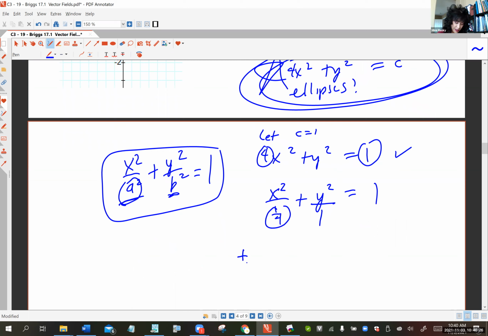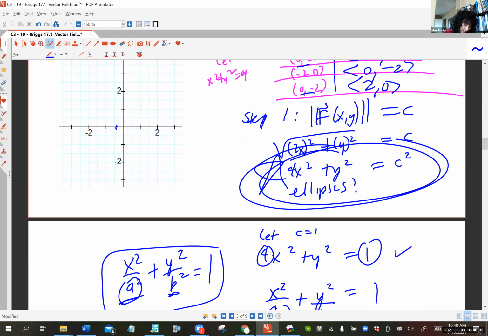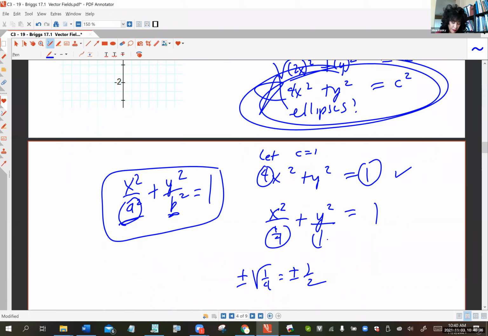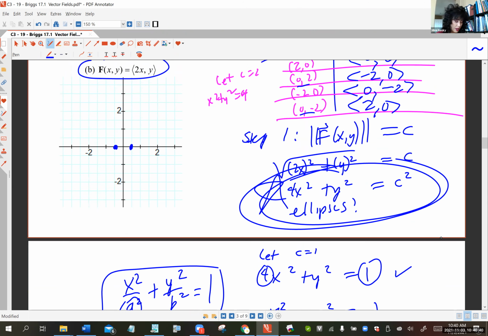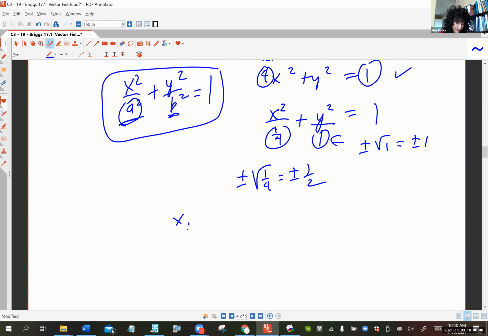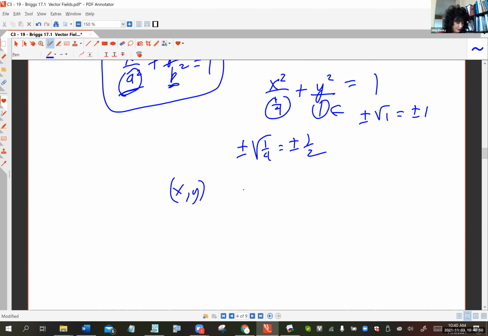So now plus or minus the square root of 1/4, which is plus or minus a half, is going to give me the x-intercepts for this ellipse. And then plus or minus the square root of 1, which is just plus or minus 1, will give me the y-intercepts for this ellipse. It's kind of a skinny ellipse there. And then you can go ahead and do your chart.